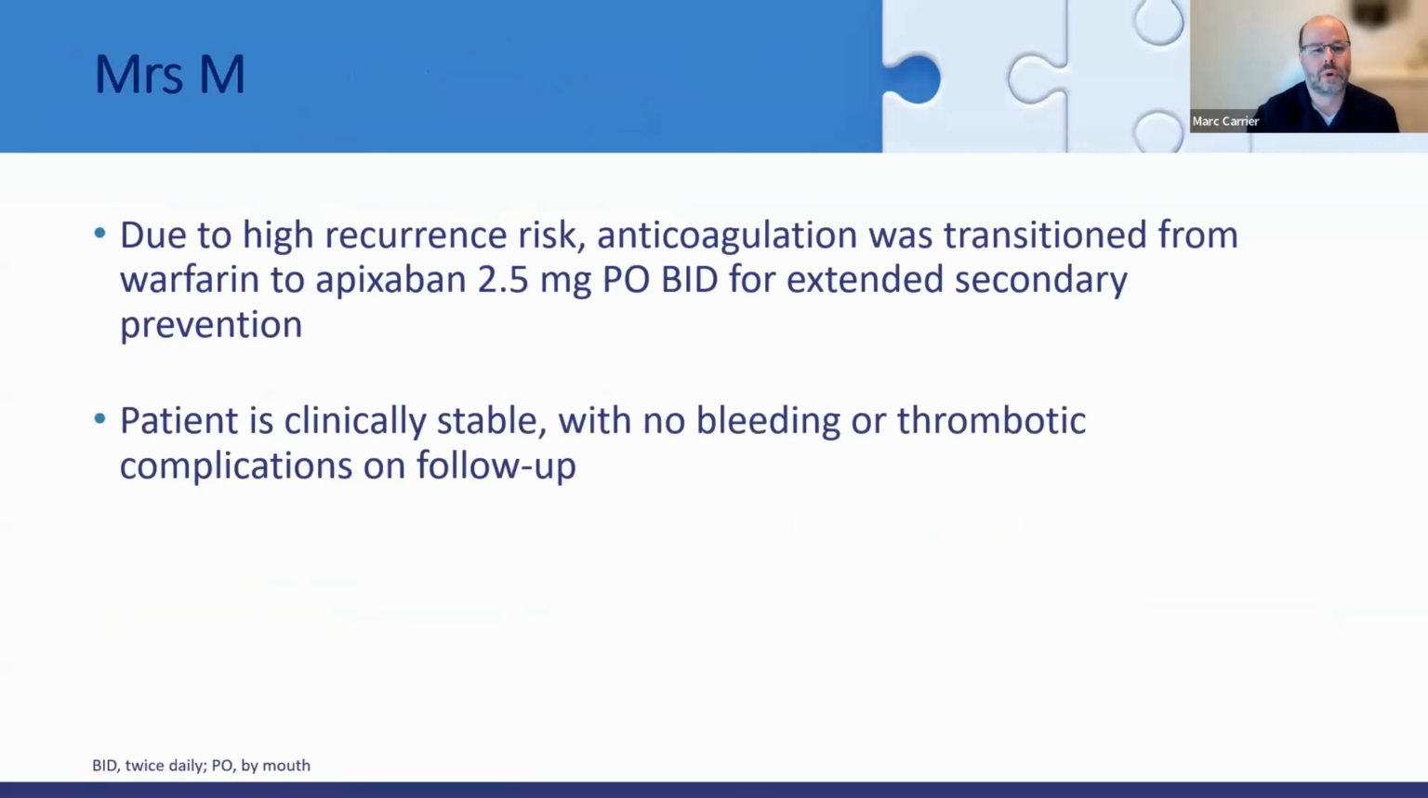So due to her INRs, due to the high risk of recurrent VTE, and low perceived risk of bleeding, the patient was transitioned from warfarin to apixaban 2.5 milligrams PO BID for secondary prevention, and she's clinically stable without bleeding or thrombotic complication on follow-up. And maybe we'll stop here and get Suraj's questions, and then we'll conclude.